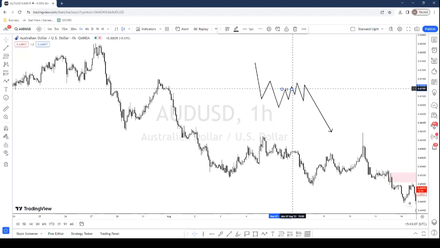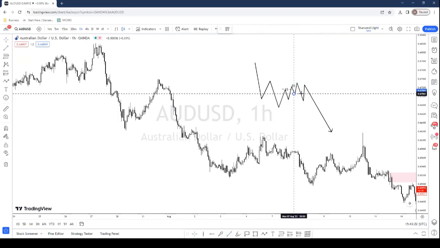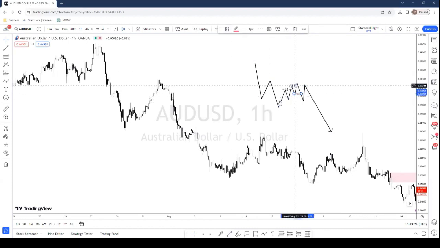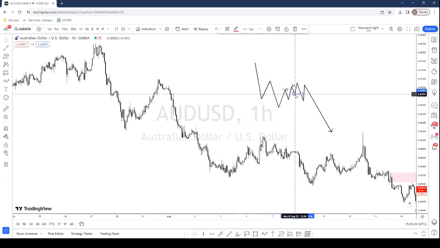But then for sure, what happened, market said, no, I didn't finish yet. And then the market sweeps another liquidity over here, correct? And then starts to go down. Here is a minor chalk, okay? Just a minor chalk because the market started to go up and then changed the direction from uptrend to a downtrend. So this is a minor chalk.